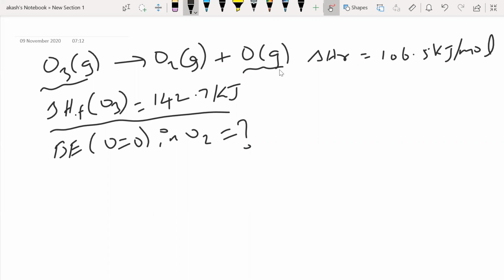Anyway, let me help you in this. Please look at this. They have given delta HF of O3, and they have given the total enthalpy for this reaction, right? So I can write this delta HR, whatever the value is, it doesn't matter. Now how will I write it in terms of enthalpies of formation? You tell me.